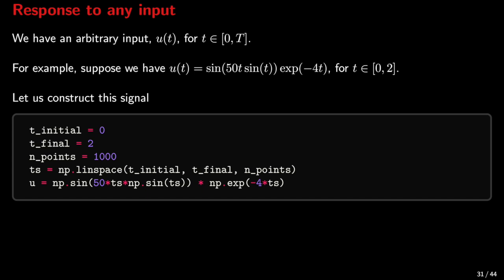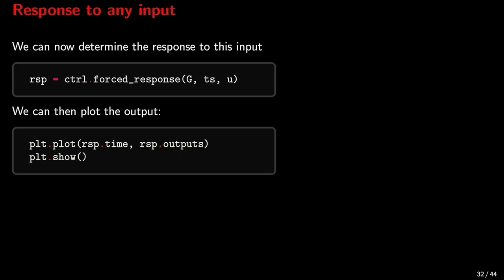We construct an array of, let's say, 1000 time instants between 0 and 2. And to do this, we use numpy.linspace. And we call this array of time instants TS. We then construct an array U with the values of the signal at the time instants of TS. To determine the output upon excitation by the signal U, we use the function control.forced_response, and we provide as input arguments the transfer function G and the array of time instants TS together with the array of signal values U.